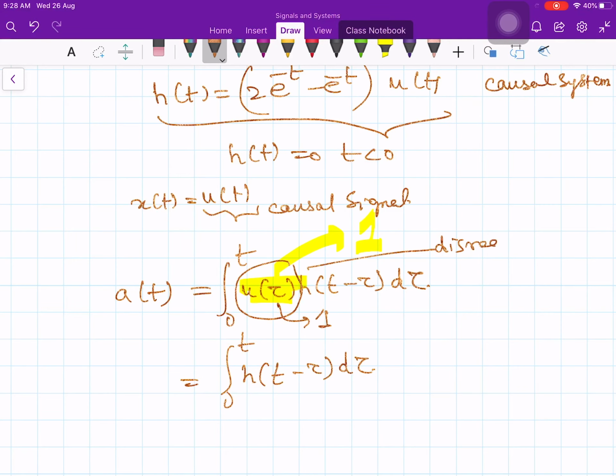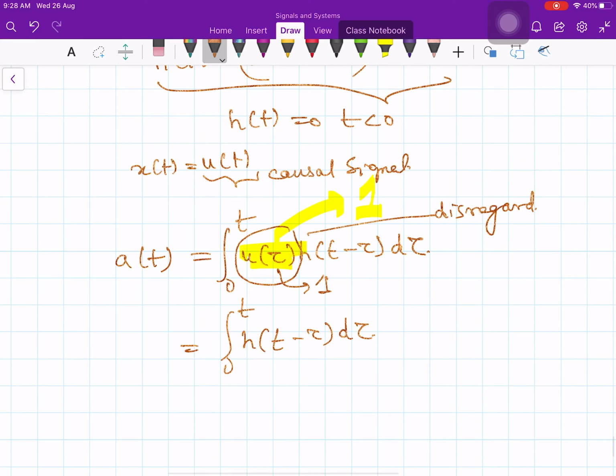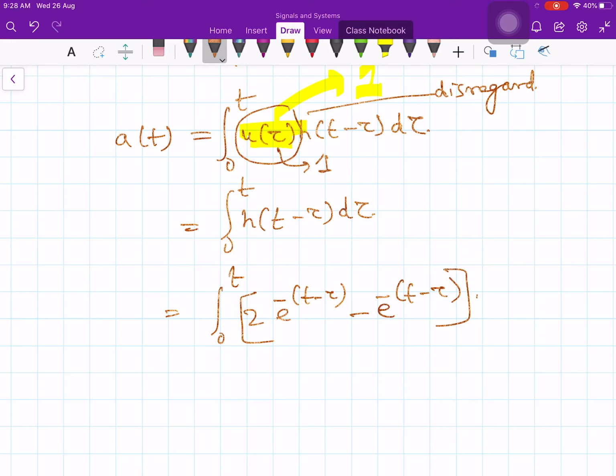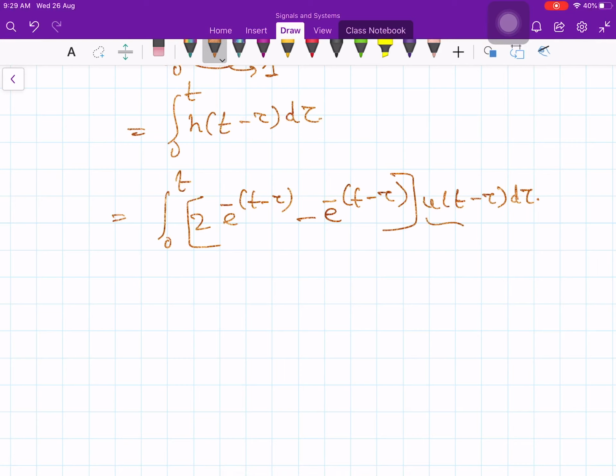Okay, if we disregard u of tau, then it becomes the integral of h of t minus tau d tau, and the limit is 0 to 1. Now we know h of t, so we simply replace t by t minus tau, then it is 2 times e to the minus, t replaced by t minus tau, minus t minus tau, multiplied by u of t minus tau d tau. Again, this is also equal to 1 when the argument is positive. Hold on one second, t minus tau should be positive. Therefore, t should be greater than tau, or tau is less than t, then no problem. So that is equal to 1.